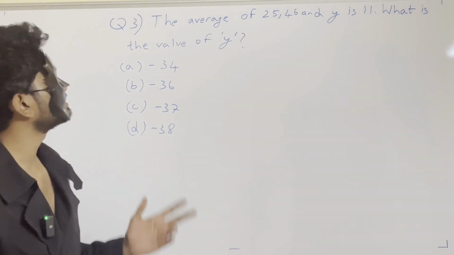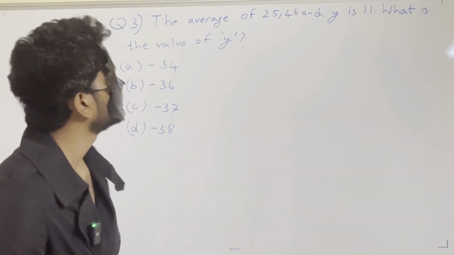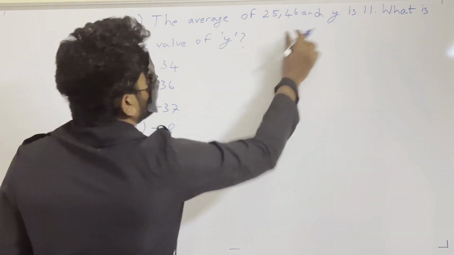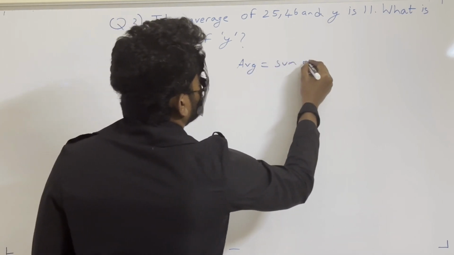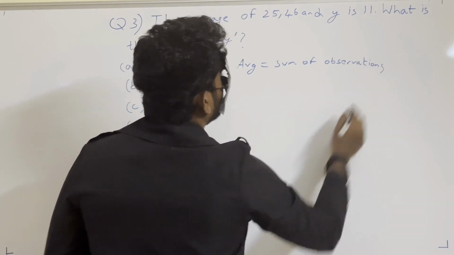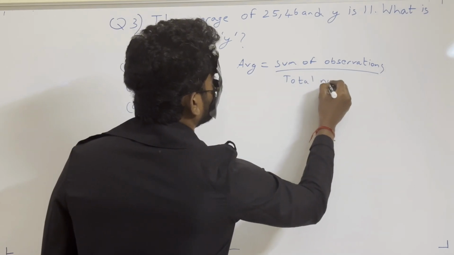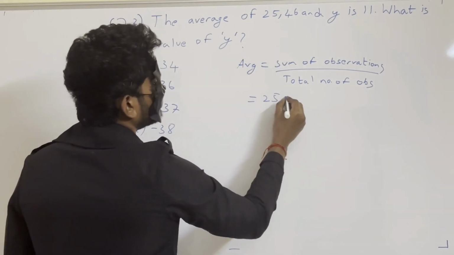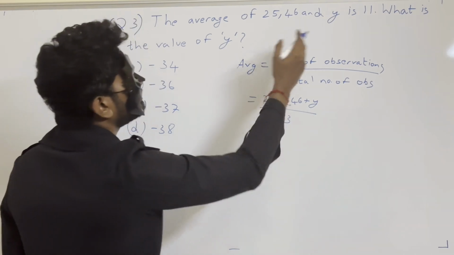So superhumans, next question is: the average of 25, 46 and y is 11. What is the value of y? This is a bit easy question. Average is nothing but the sum of all the observations by the total number of observations, right? The sum is 25 plus 46 plus y. The total number of observations is 3. So it is given to be 11.